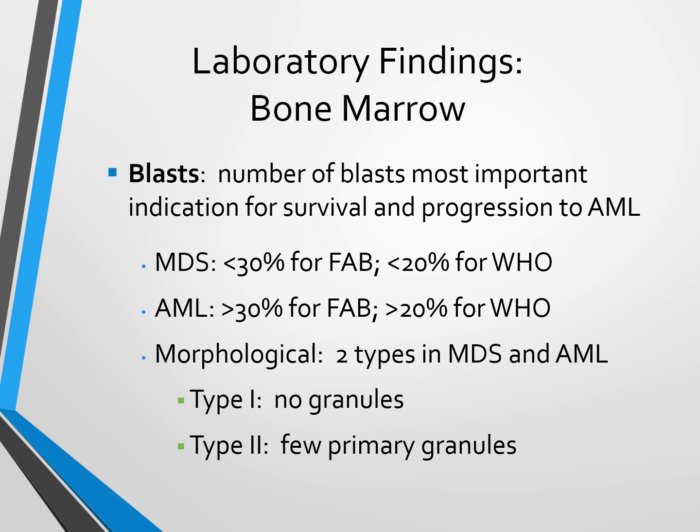Morphologically, there are two types in MDS and AML. So again, type 1, no granules. Type 2, we might see a few primary granules. So that's just a brief review of the bone marrow findings with regard to classification and indication for survival as it's progressing into AML. So we want to know where to draw the line in the sand so we know when it has transitioned.